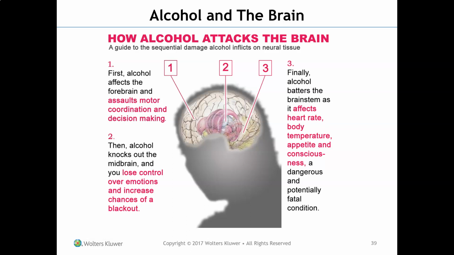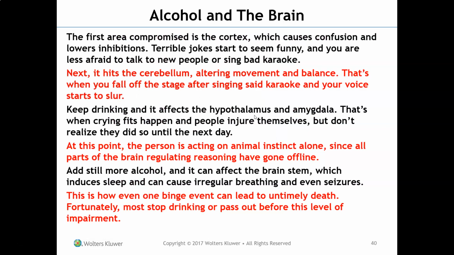Alcohol knocks out the midbrain, and you lose control over emotions and increase chances of a blackout. So you have to be careful going there. That's a couple drinks an hour. Now, finally, alcohol batters the brainstem and affects the heart rate, body temperature, appetite, and consciousness, a dangerous and potentially fatal condition. That's about 4 to 5 drinks an hour, and now you're asking for trouble. Okay, so you understand how it goes into the brain. So level 1 is 1 to 2 drinks, level 2 is 3 to 4 drinks, and level 3 is about 4 to 5 drinks per hour.